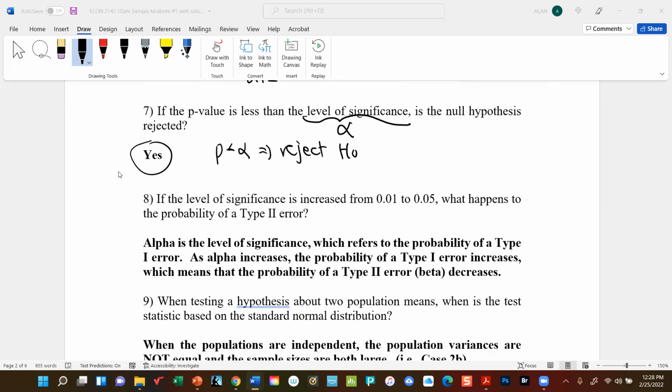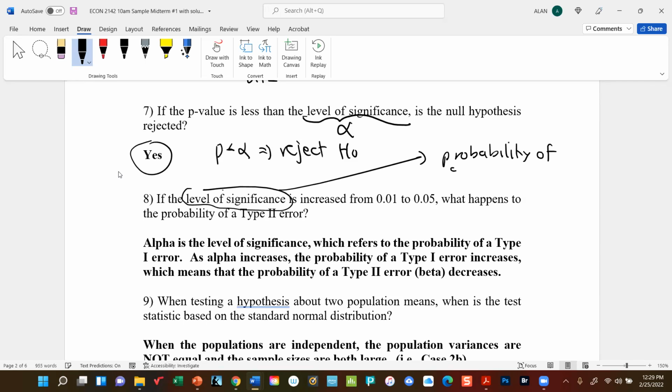If the level of significance is increased from 0.01 to 0.05, what happens to the probability of a type 2 error? Okay, so the level of significance, as you recall, is the probability of a type 1 error. Just remember that. Now, remember, we also at some point used the letter beta to represent the probability of a type 2 error.